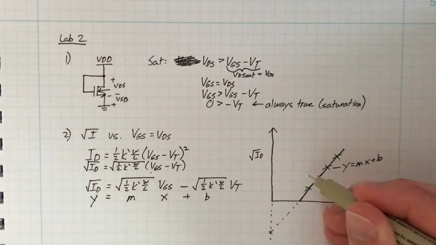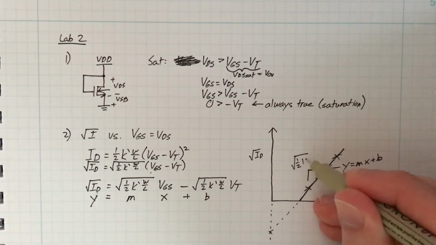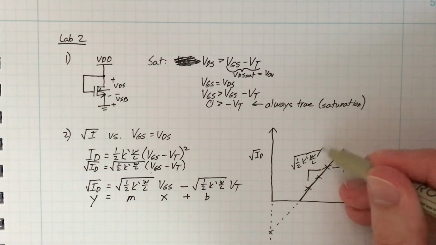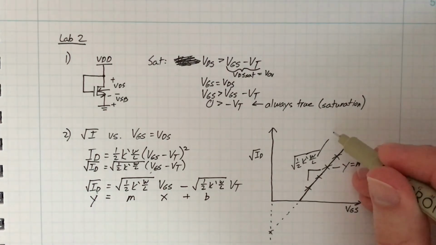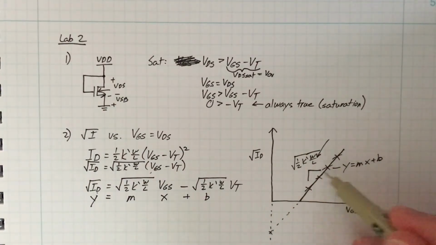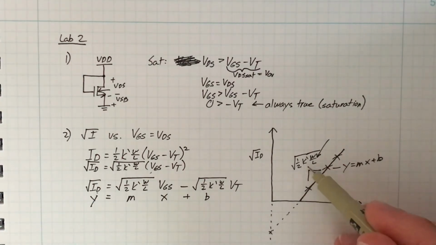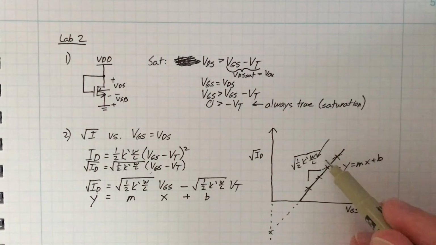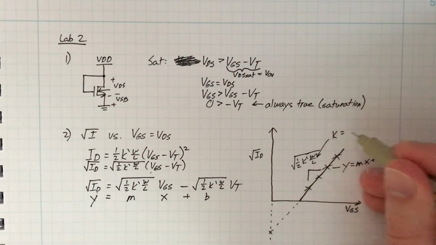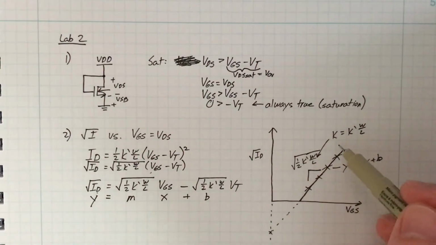For example, this tells us that the slope is equal to the square root of 1/2 K prime W over L. And W over L is given in the data sheet. I think it's 100, but just double check that. And so if you know the slope from the data, you can square the slope, multiply by 2, divide by W over L to figure out what K prime is. Or you could figure out K is equal to K prime W over L. If you don't want to look up what W over L is, you can just figure out what K is.